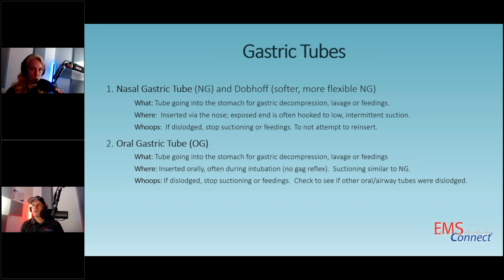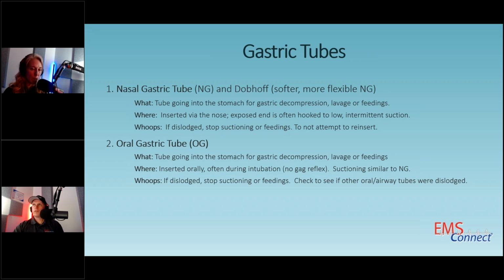If you do have this in your scope of practice, oral once they're intubated would be the best way to go. And you don't even need to hook it to suction. You can cap it off once you've got the air decompressed, or follow the facility's protocol. You can hook it up to low suction to keep the gastric decompression going.